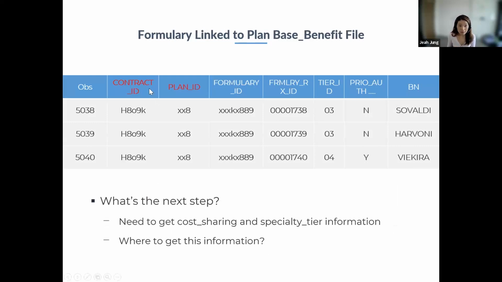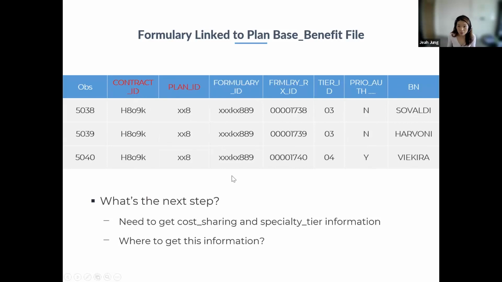Now in the plan file, it's usually one line that represents a contract ID and plan ID, but because we attached the formulary information which has the 3 drugs, you will actually observe 3 lines for each plan, right? So for this plan, now we have a plan ID and the drug information that we got from our formulary files. Now, from here, we need to add specialty tier information and cost sharing, right?